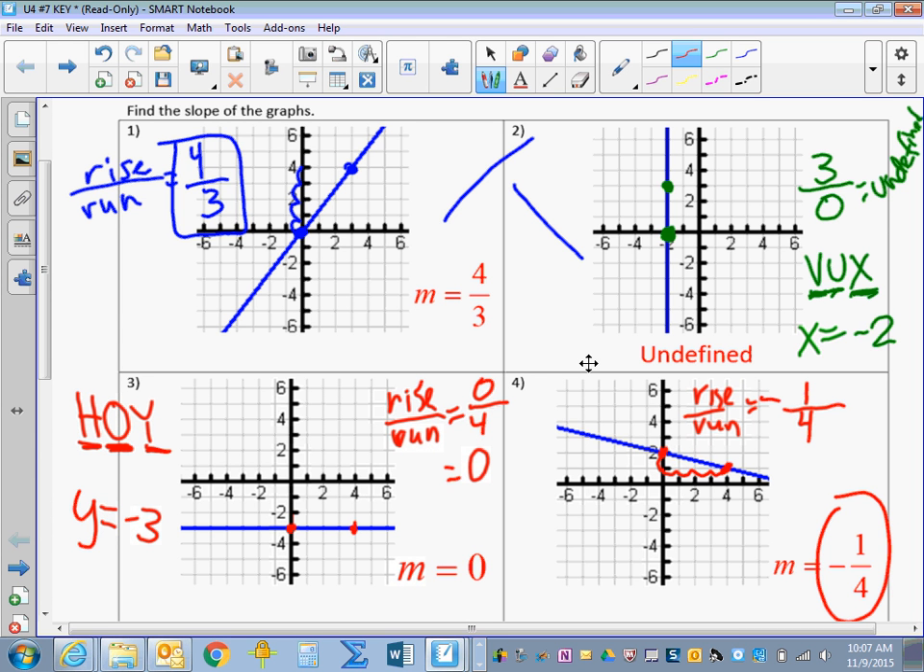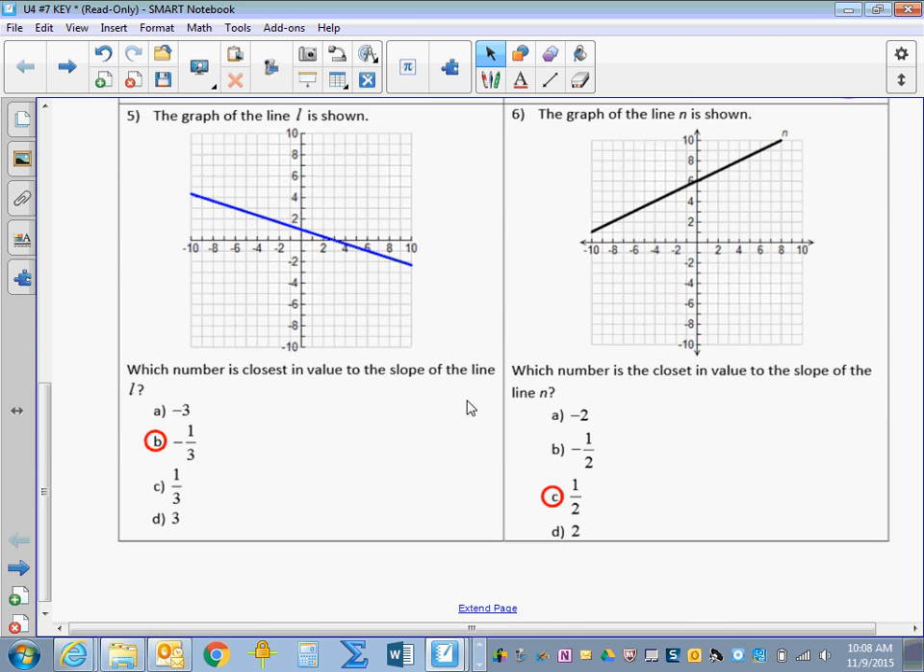Okay, other questions on 1 through 4? All right. Questions on 5 or 6? Number 6. All right, so I'm going to pick 2 nice points. It intersects here, and intersects nicely there. So I went up 1, 2, and over 1, 2, 3, 4. But we need to have the simplest fraction. So if you put that in your calculator, it reduces to 1 half. Okay. Other questions?